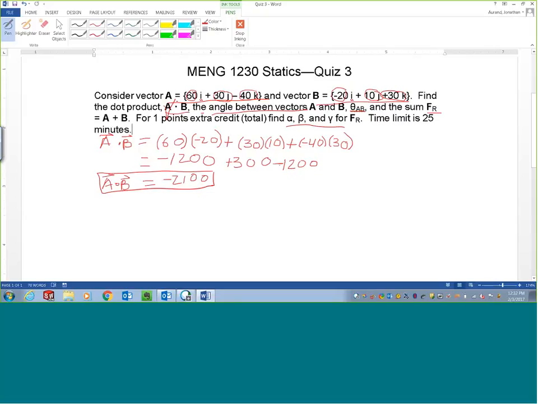All right, then we need to find the angle between the two vectors, theta sub AB. What is theta sub AB? If you recall, A dot B equals the magnitude of A, the magnitude of B, cosine of the angle between them, theta AB. So that will equal negative 1200. I'm going to scroll down, give us a little more room.